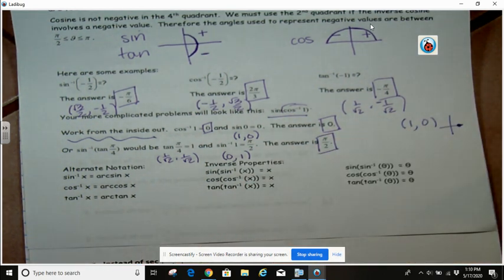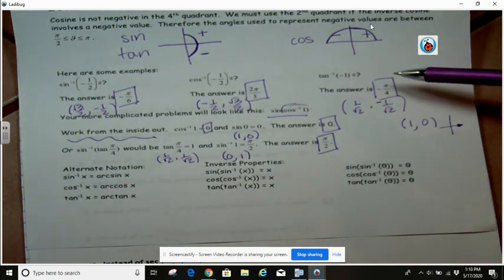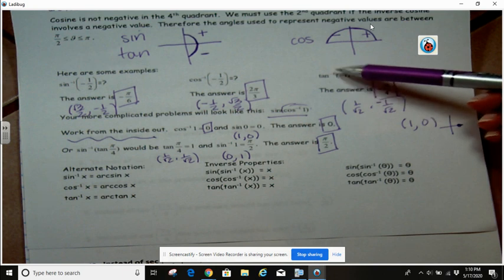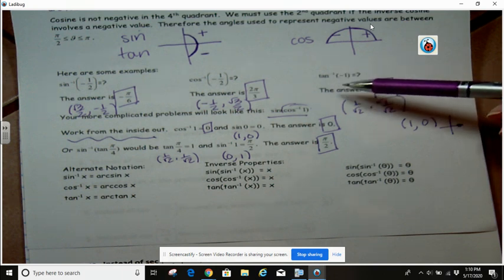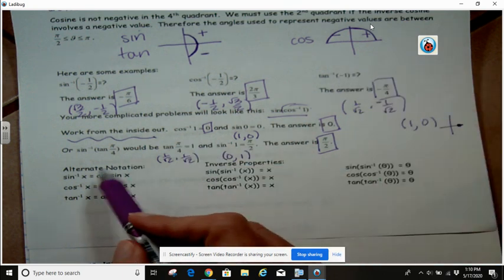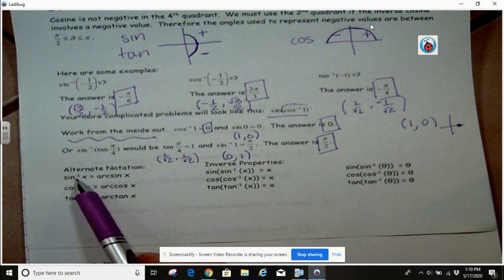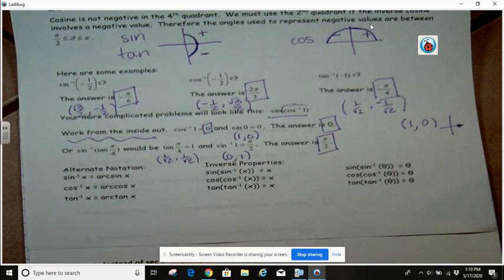Okay, so far we pretty much just raised the trig function to the -1 power to indicate it was an inverse problem. You also have this other notation, which is you put the word arc in front of the trig function. So you're going to see it either way, either the trig function raised to the -1 power or arc in front of the trig function. Both of those mean inverse trig.